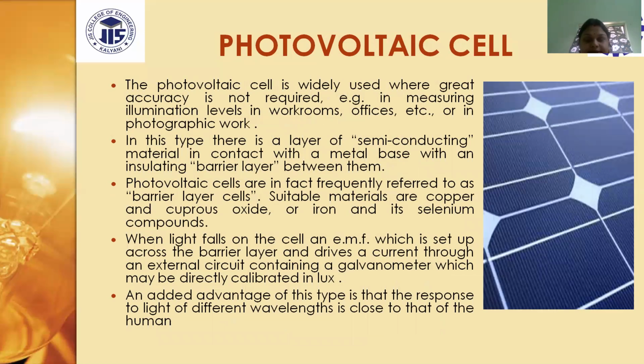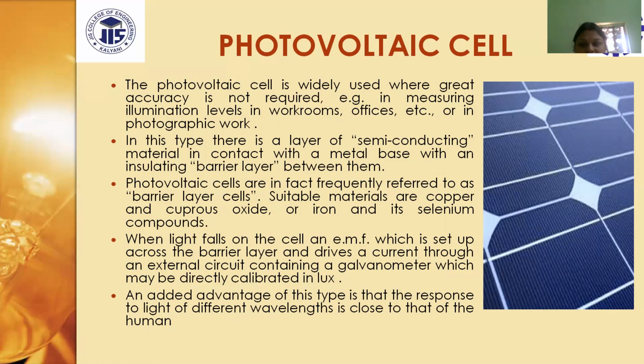Next, photovoltaic cell. Photovoltaic cell is widely used where great accuracy is not required, that is in measuring illumination level in workrooms, offices, etc., or in photographic work. In this type, there is a layer of semiconducting material in contact with the metal base with an insulating barrier layer between them. Photovoltaic cells are in fact frequently referred to as barrier layer cells. Suitable materials are copper, cuprous oxide, or iron and its selenium compounds.